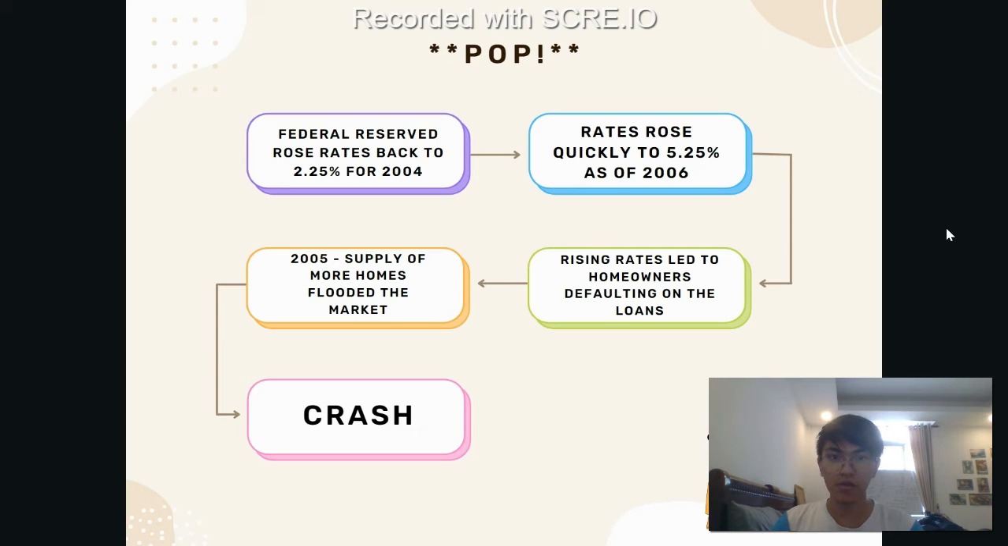The first reason is the quick rise of the federal funds rate from 2.25% in 2004 to 5.25% in 2006. Coupling with this, homeowners were unable to pay for the ever increasing prices and interest rates of these mortgages. So they defaulted on many of them. And finally, the supply of homes finally caught up with the demand. And as more houses were built, they flooded the market, further dropping the price of these houses. And finally, the crash happened.